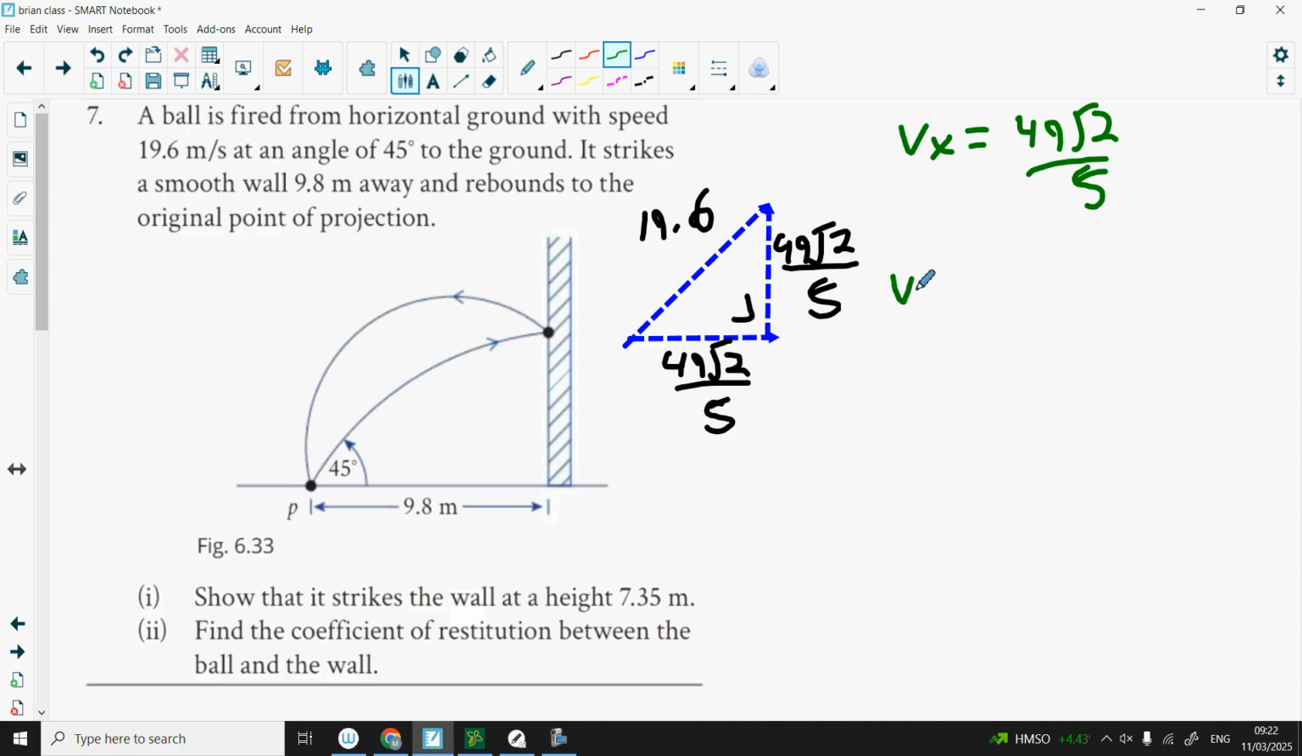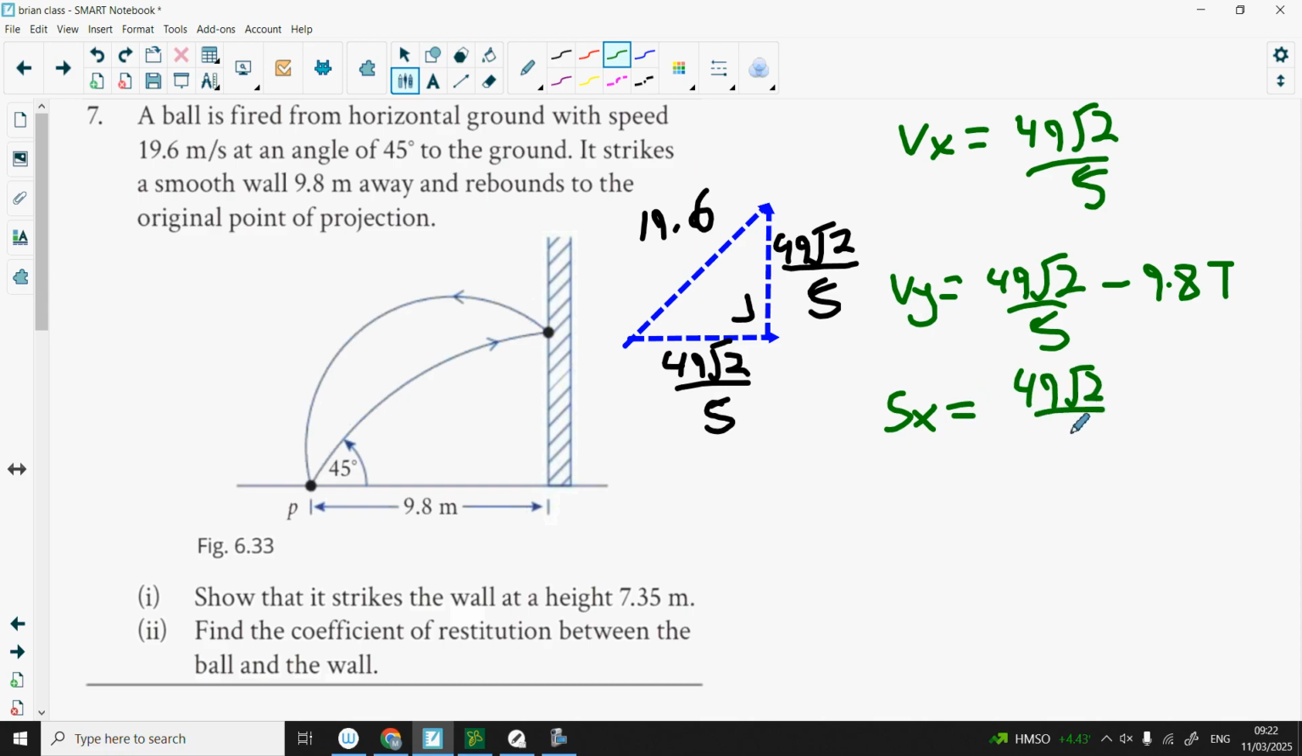Vy? 49 root 2 over 5 minus 9.8 t. Sx, 49 root 2 over 5 t. Sy. This rolls off the tongue, doesn't it? 49 root 2 over 5 t minus 4.9 t squared.